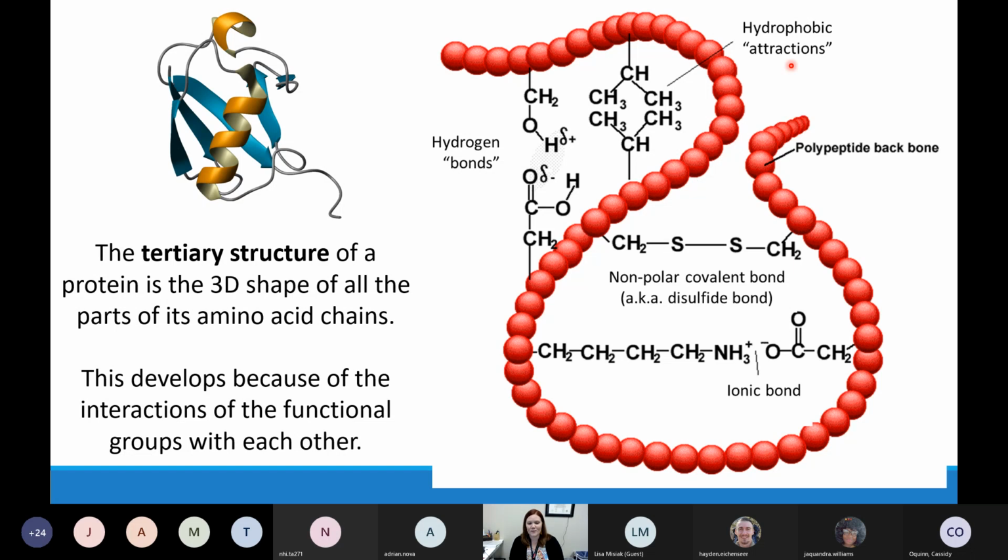Oh, I like it. Alyssa said we could think about hydrophobic attractions being hugging and ionic bonds as kissing. I like that. That's fun.